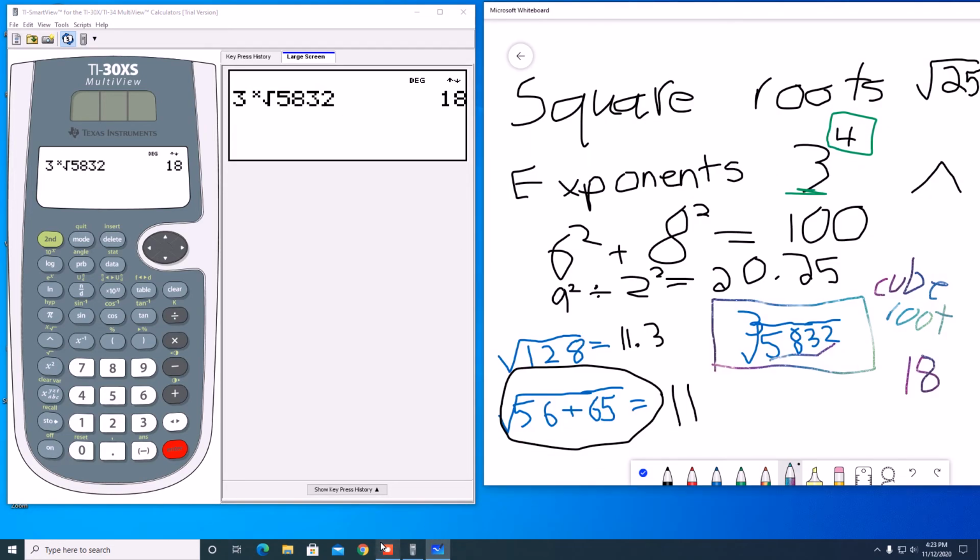But let's say I have a different one. Let's say I want to get the cube root of 8. So again, just like this one, I'm going to hit 3, second, caret key, and then hit 8 and enter. And I get the number 2. And so that is how you do cube roots.